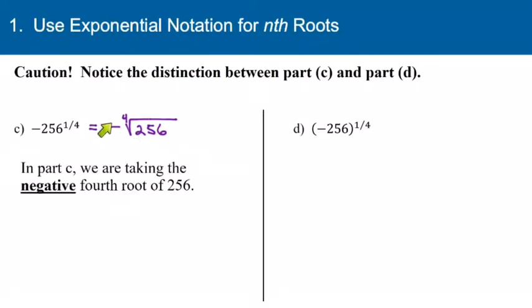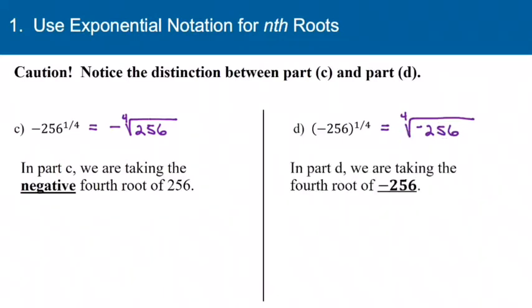And so what's happening here is that we're taking the negative of the fourth root of 256. Over here in part D, we do have parentheses. So when we write this in radical form, all of this goes under the radical. And so what's happening here is that we're taking the fourth root of negative 256. I want you to see the difference.